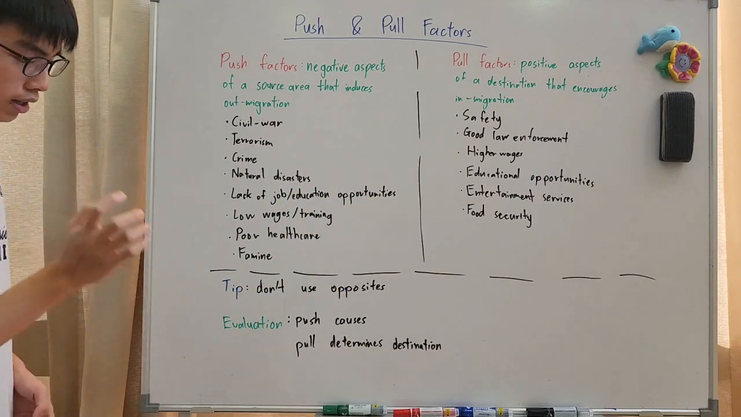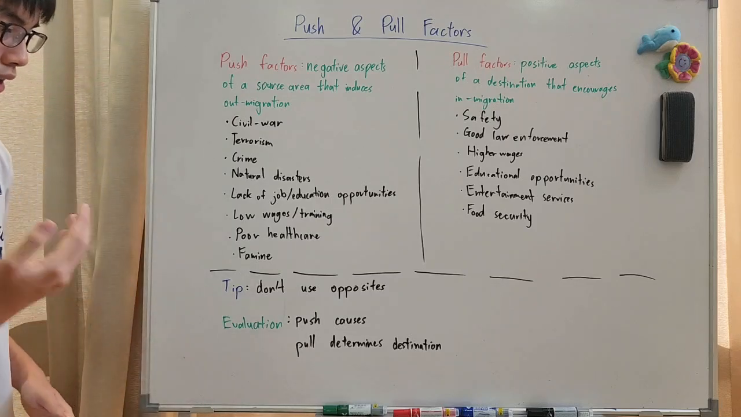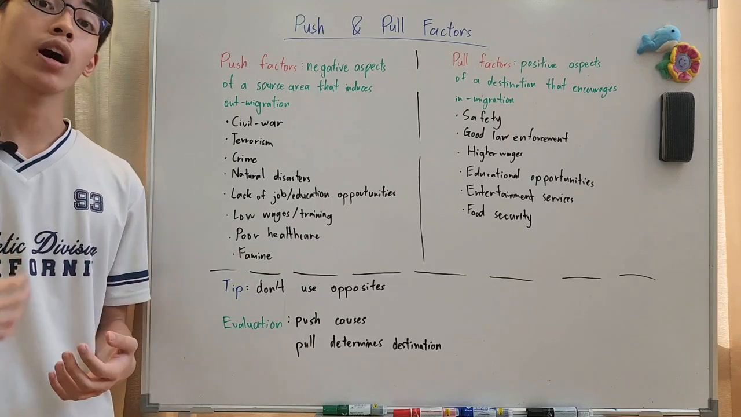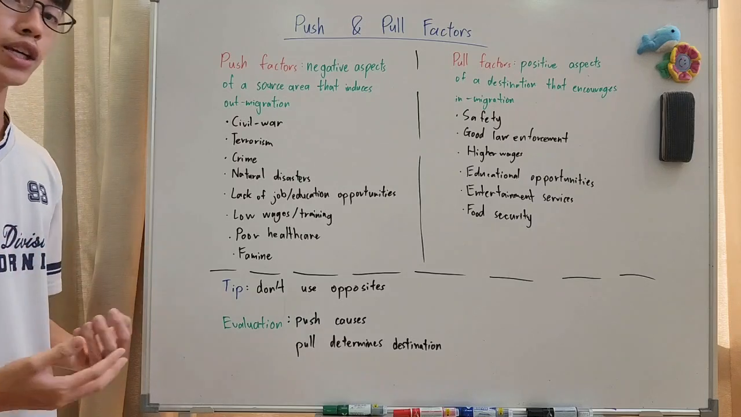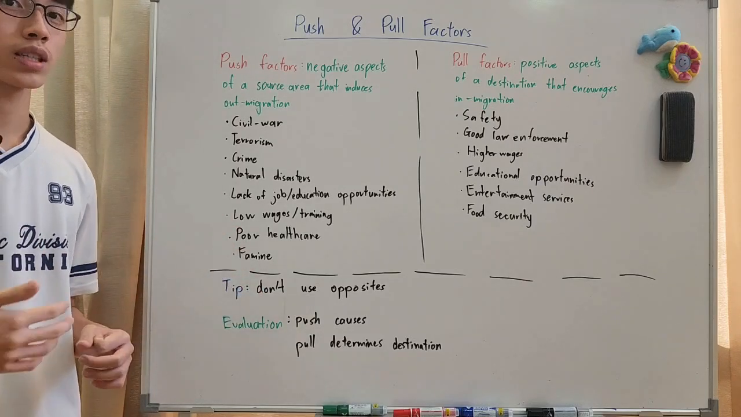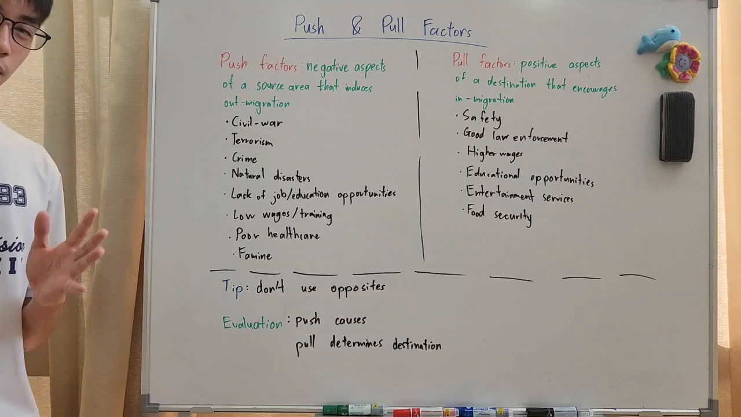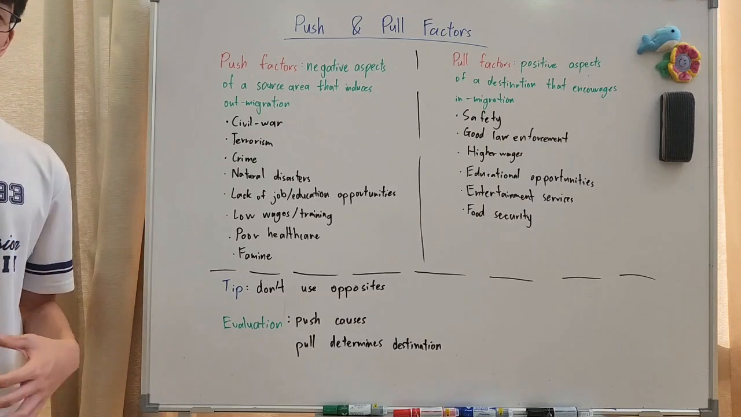Remember, pick a few that are not the same for either one, and that gives you top marks. For an evaluation of push and pull factors, determining which one is more important comes down to this: push generally causes the migration, whereas pull generally determines the destination. Very rarely do you want to move because there's a pull factor. Most of the time, you want to move because there are negative aspects in your area.